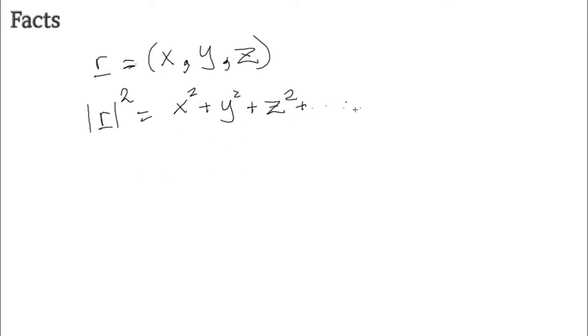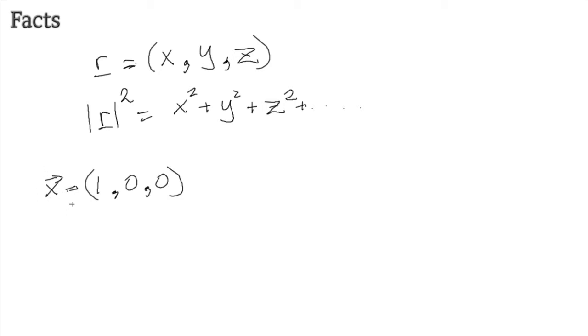Now, with us talking about magnitude, we have to also talk about the normalized unit vector. So a unit vector is defined as any vector that has unit length of 1. So a unit vector in the x direction would be a 1, 0, 0 vector. This would be the x direction.